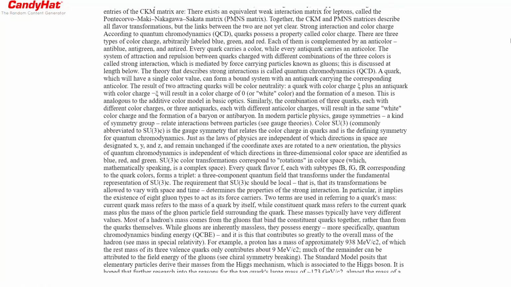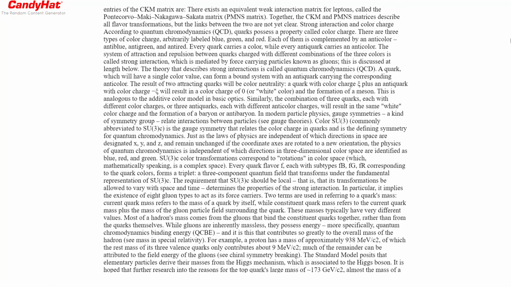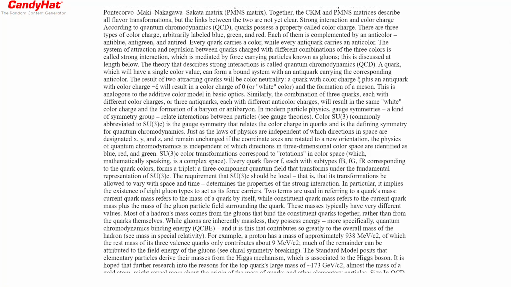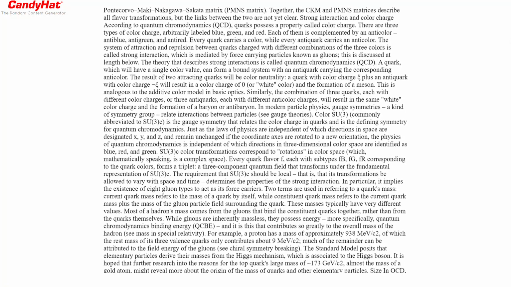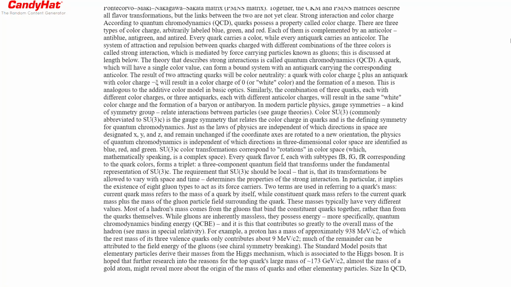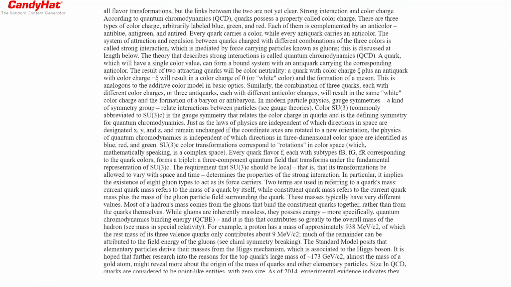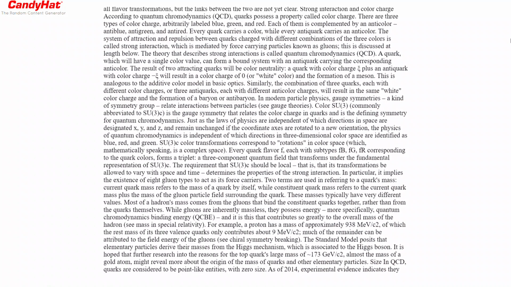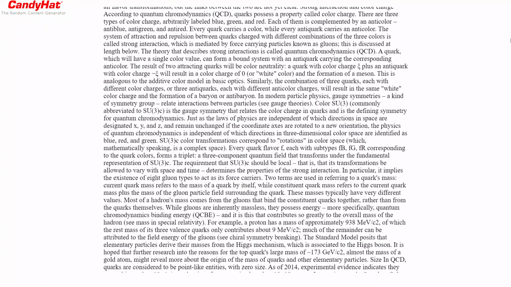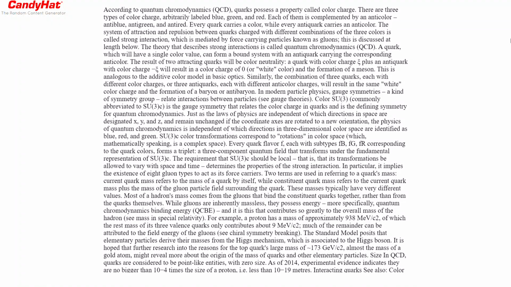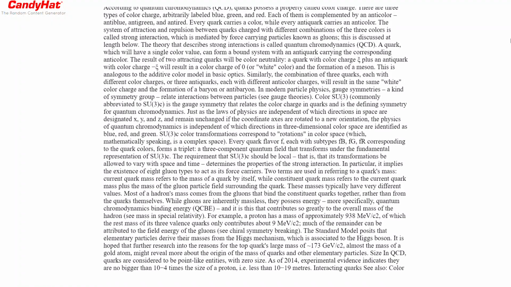For example, a proton has a mass of approximately 938 MeV/c², of which the rest mass of its three valence quarks only contributes about 9 MeV/c². Much of the remainder can be attributed to the field energy of the gluons. See chiral symmetry breaking. The Standard Model posits that elementary particles derive their masses from the Higgs mechanism, which is associated to the Higgs boson.